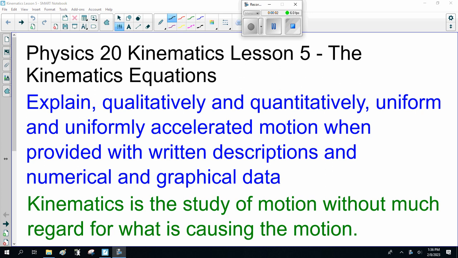Hello, ladies and gentlemen. Welcome to Physics 20 Kinematics Lesson 5, the Kinematics Equations Part 1. Today we're going to explain qualitatively and quantitatively uniform and uniformly accelerated motion when provided with written descriptions, numerical and graphical data.